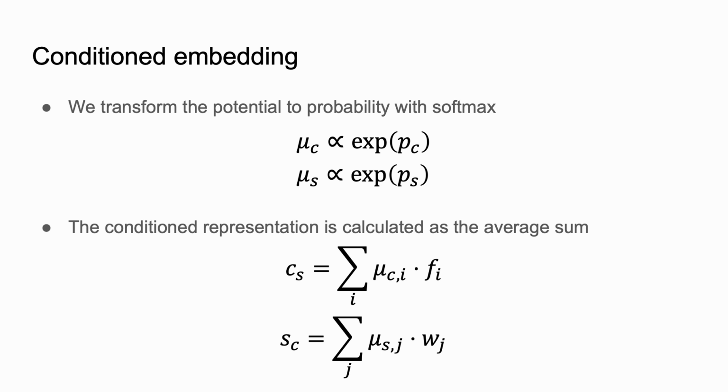This is a mathematical illustration of the previous slides. After we get the scores, we transfer them into a probability distribution and calculate the weighted sum to get the conditioned representations of the different modalities.